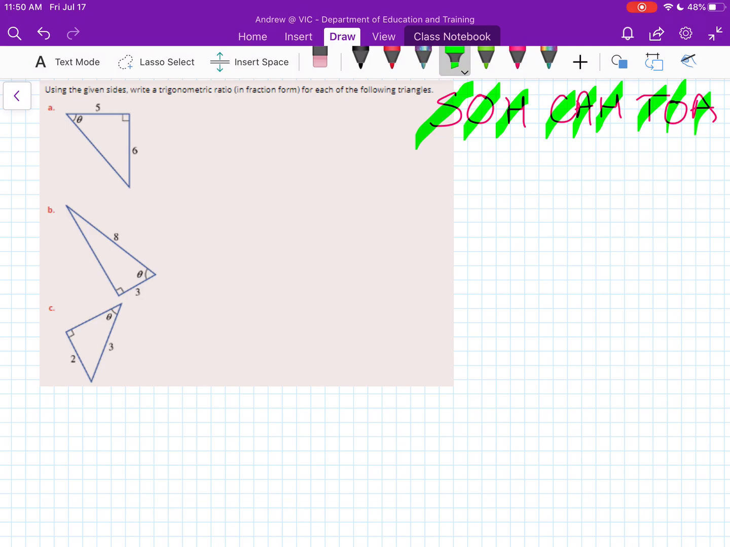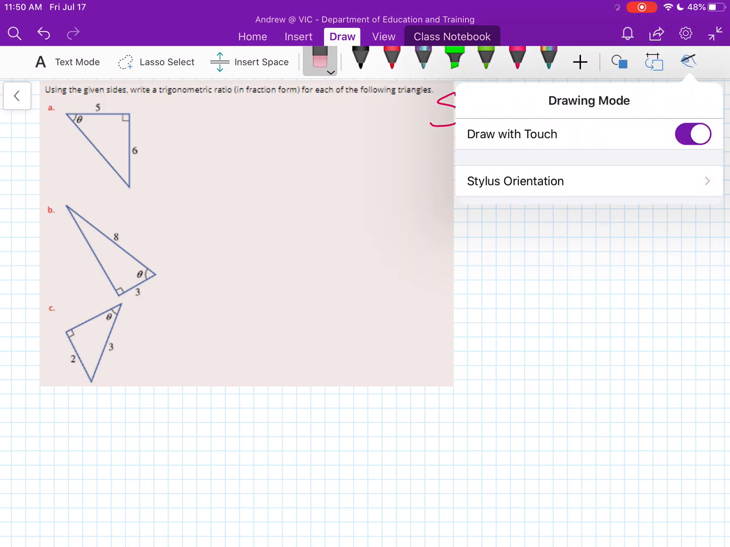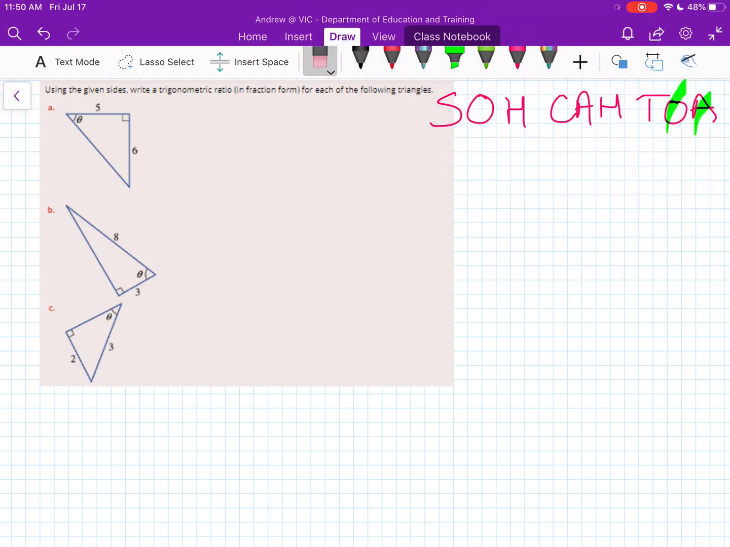This is how you can break it down and make sure that you write the right ratio for each one, because if you don't, you'll get a different answer than you're supposed to. So it does matter which one you use. Okay, so we'll get started.